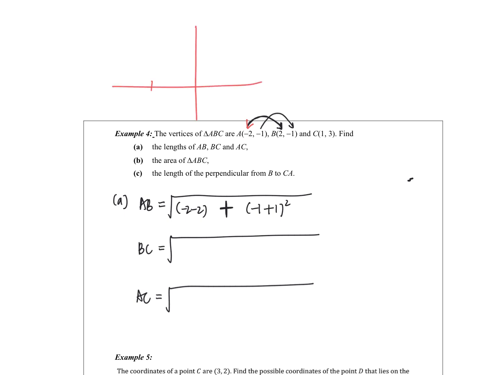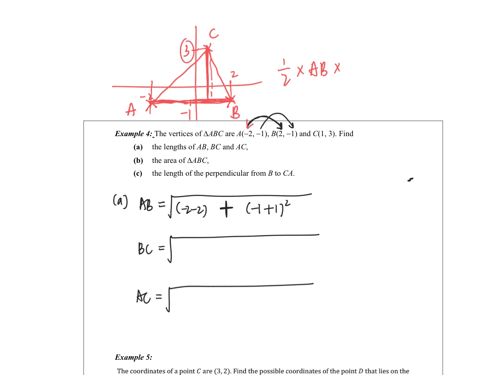Here we are, minus 2, minus 1 is here. This is A. 2 and minus 1. This is B. C is 1, 3. So this is C. Okay, can you see that the base is a horizontal line? So if you want to find area, it's just half times the base AB times the perpendicular height. So this height is from minus 1 to 3 units.